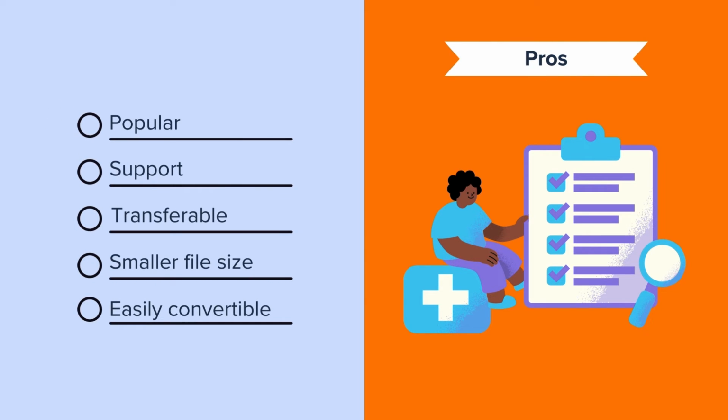JPEG files are popular and universally recognized image file formats, seamlessly supported by most browsers, software and apps, quickly transferable and accessible for viewing online, saved in a smaller file size than the original image format, and easily convertible to other file formats like PNG and GIF.